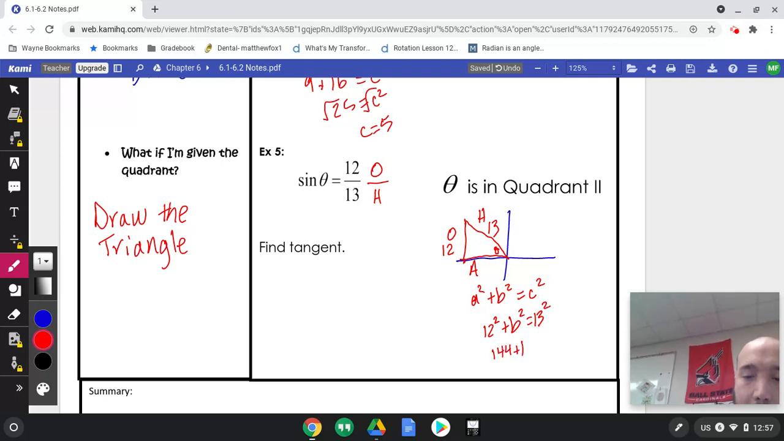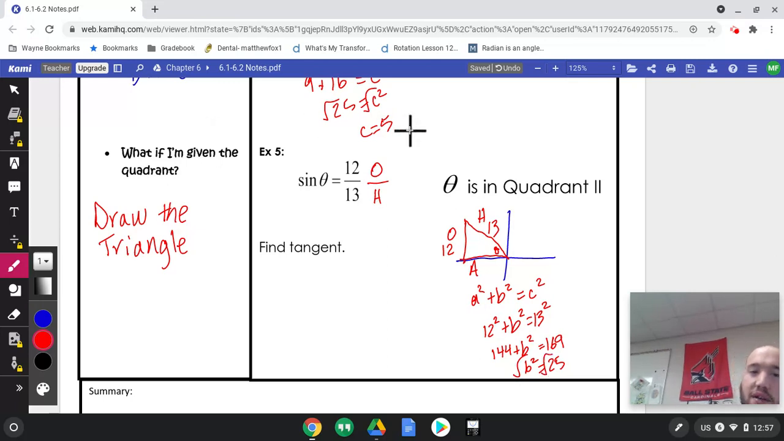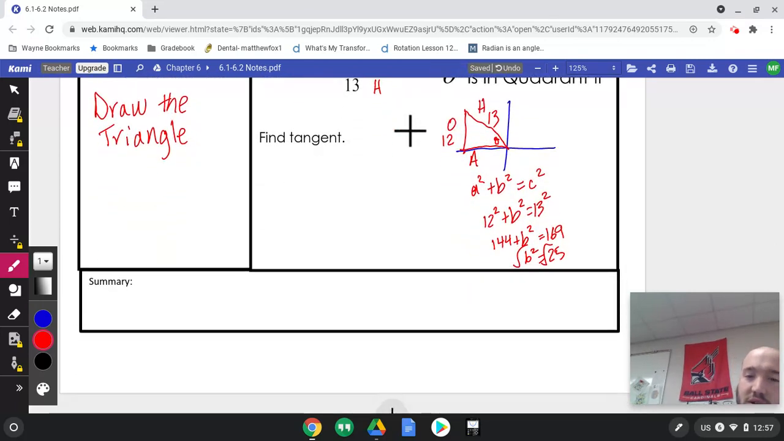144 plus b squared equals 169. We subtract that 144, and we're going to have b squared equals 25. Hopefully you guys know, just like we did up here, square root of 25 is still 5. So we get b to be 5. So that adjacent side is the 5.